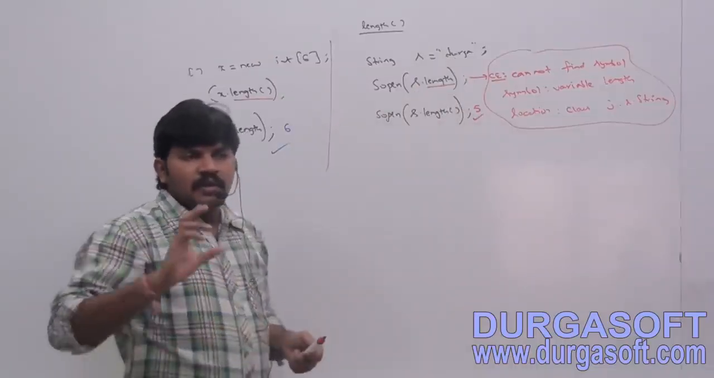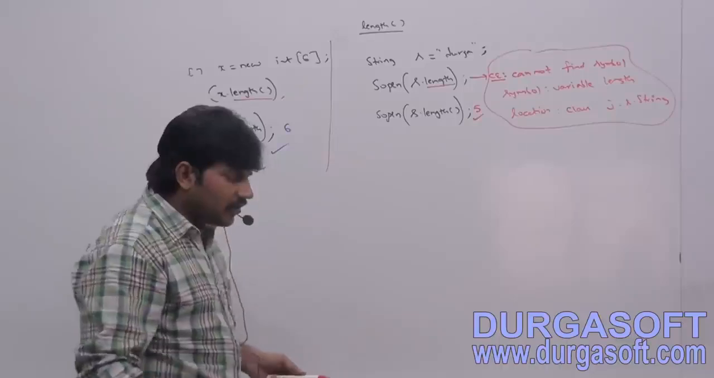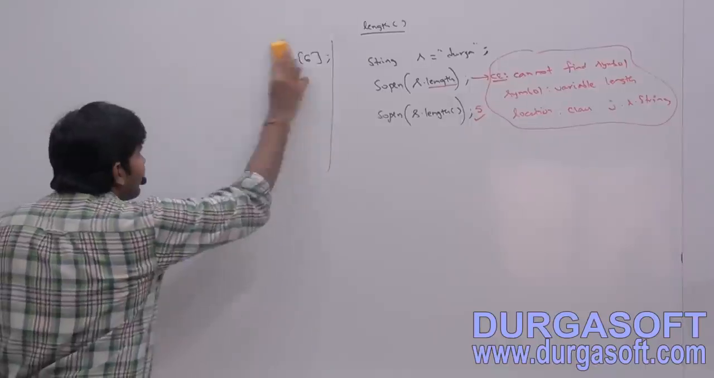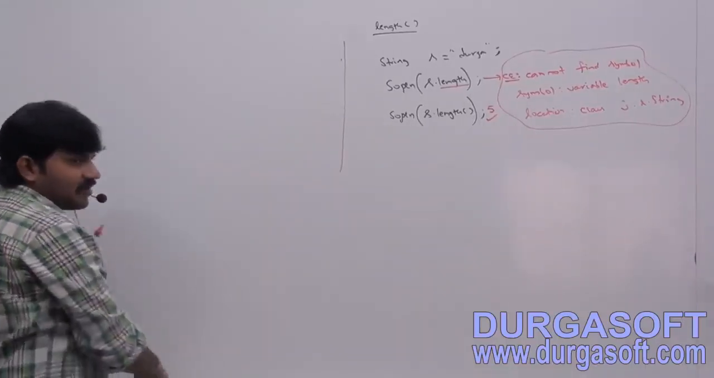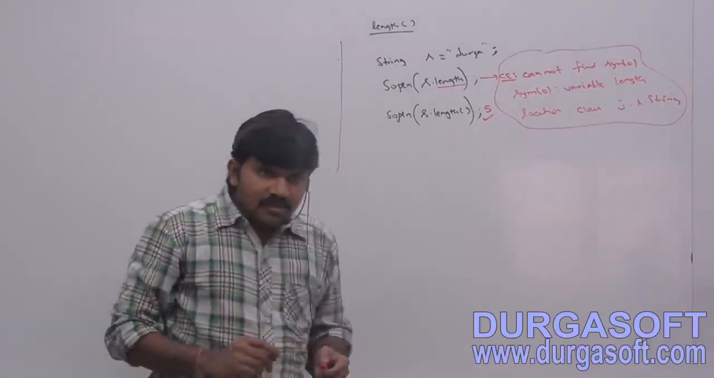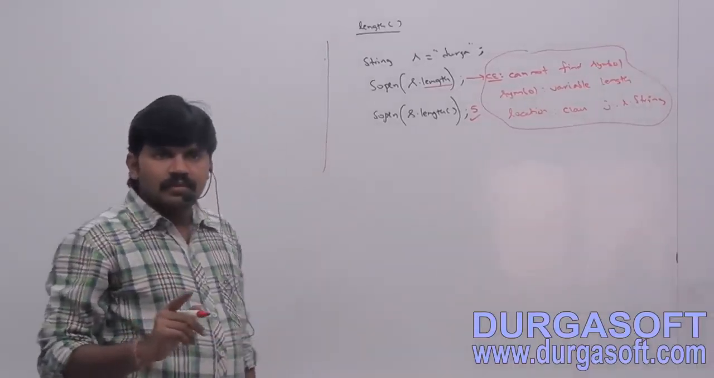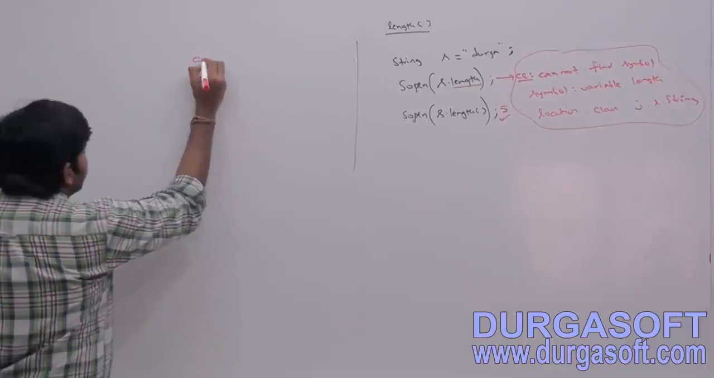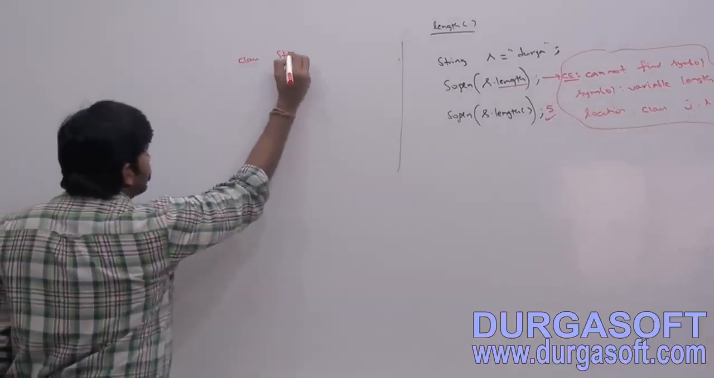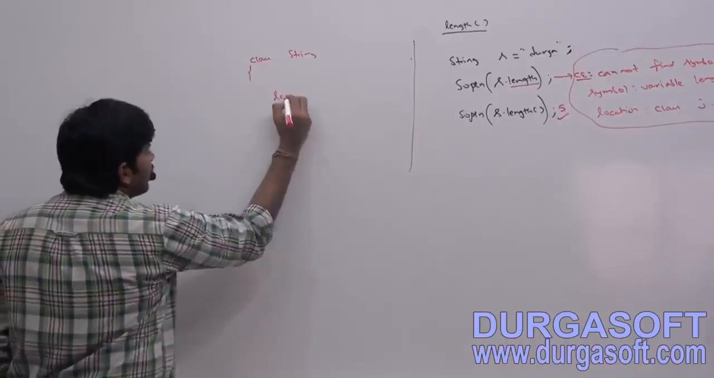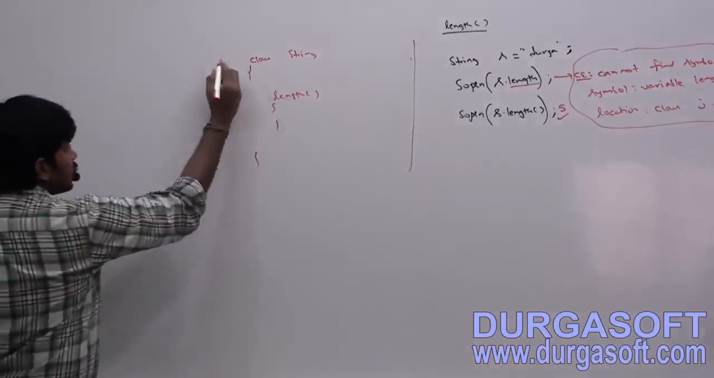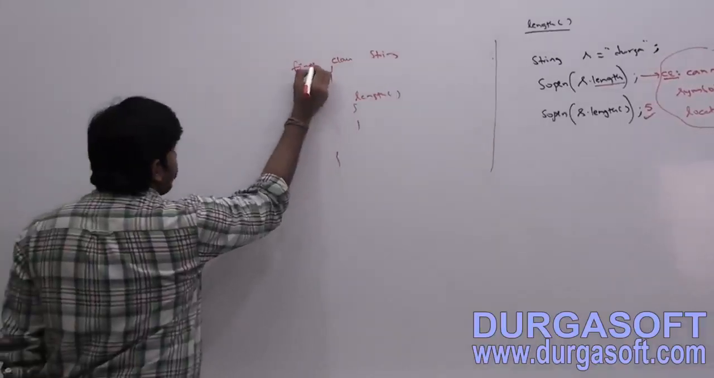Can I use the term that the length method is a final method? Length variable is final, but length method is also a final method. Yes, because the length method is present in which class? String class. Length method is present in the String class. Correct or not? The String class is final.